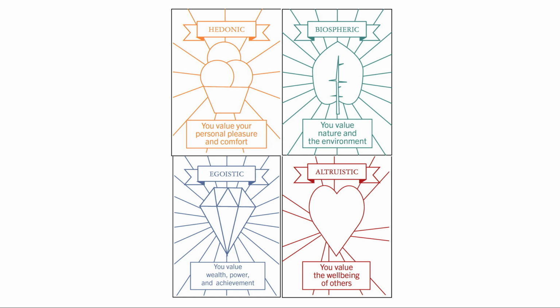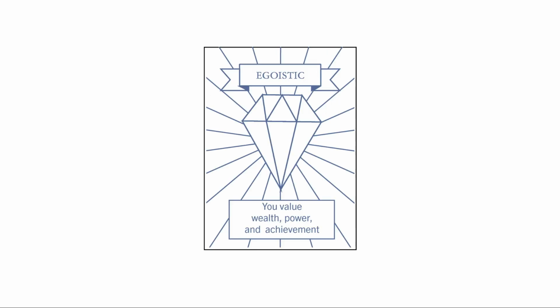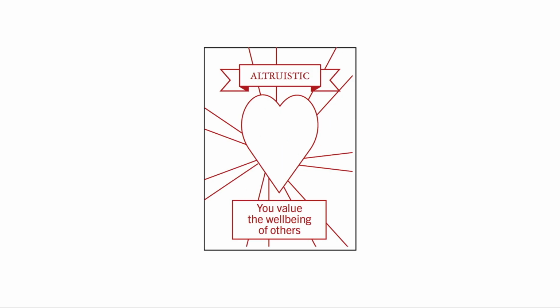All of us usually endorse most of these values to some extent, but we differ in how we prioritize these values. People who prioritize hedonic values value their own personal pleasure and comfort. People who prioritize egoistic values value wealth, power, and achievement. People who value biospheric values value nature and the environment. And people who prioritize altruistic values value the well-being of other people.